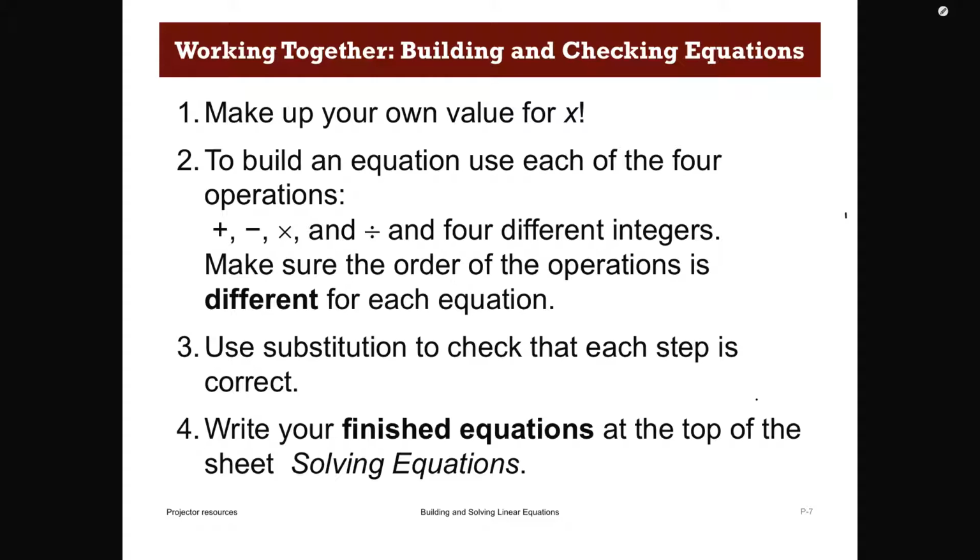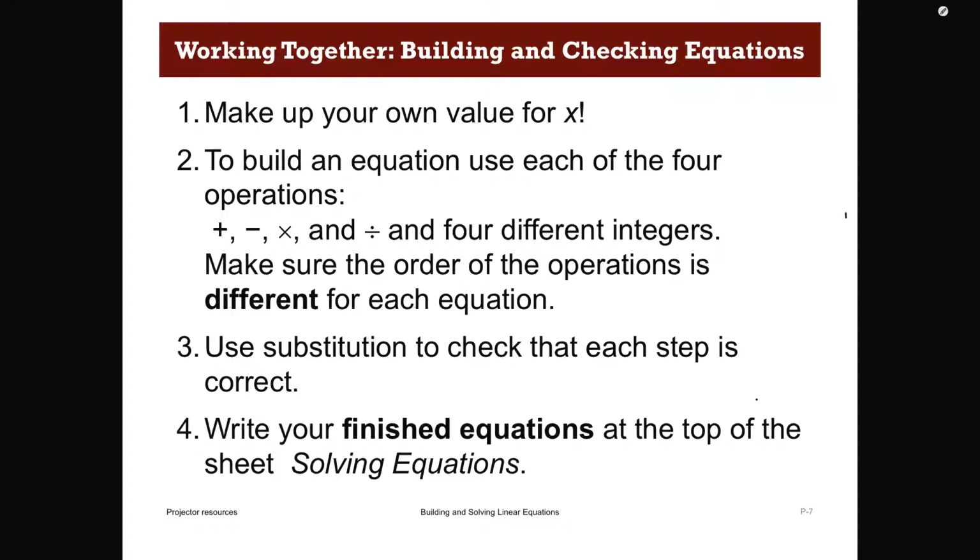So on the top there, that's what you're going to do right now. The top part above the dotted line. You're going to build your own equation. So start with x equals whatever you want it to equal. And then start adding operations. So what you want to do is use 4 different integers and 4 different operations. Okay, so 4 different integers or constants and 4 different operations.